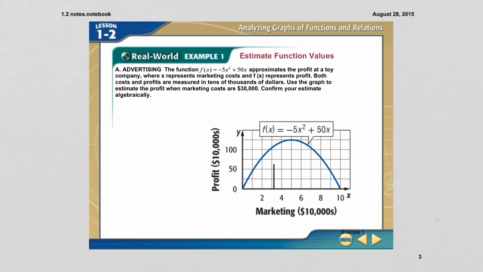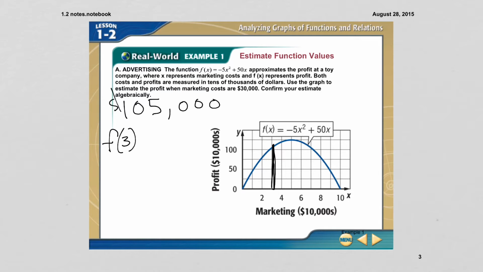So we're going to go straight up from 3 right here and find that it is approximately 105,000. So graphically we're looking at 105,000. Now we want to check this algebraically. Well, to do that we have to plug into the function, and for x, we're going to plug in 3. So we're finding f of 3 because it's 30,000.